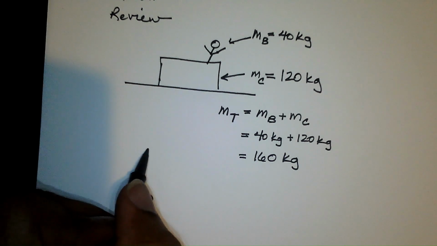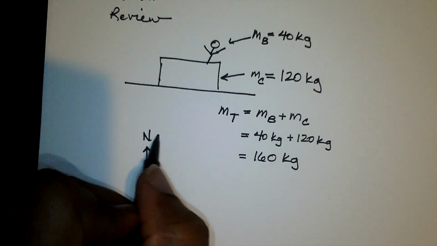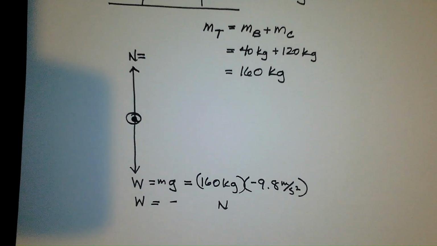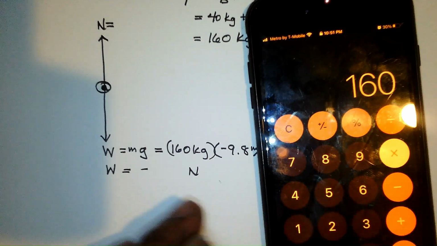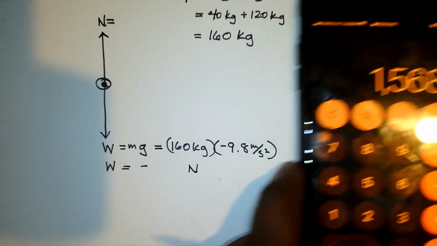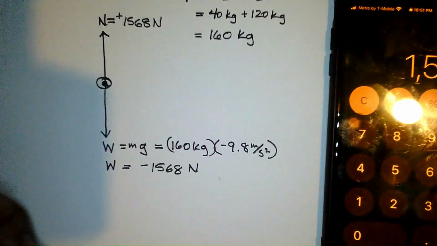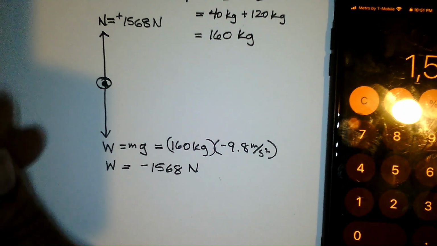Now, equal and opposite is our normal force. Since we're on a flat surface, whatever the weight is, that's what the normal force is. So we're going 160 times 9.8. That's going to give me negative 1568 here and positive 1568 newtons here. That's my weight and my normal force.